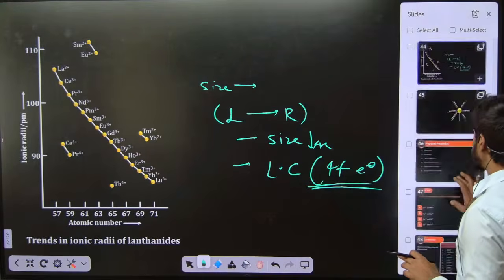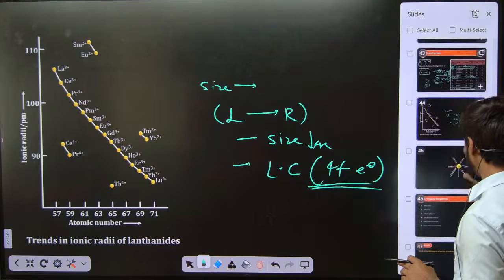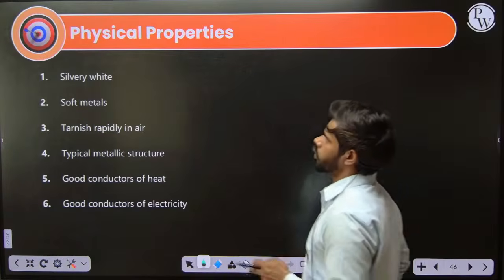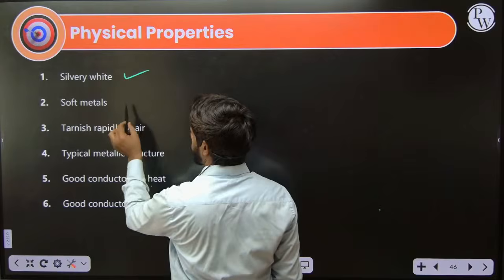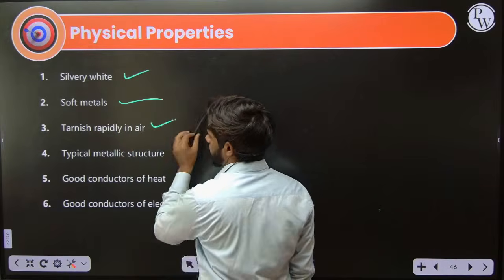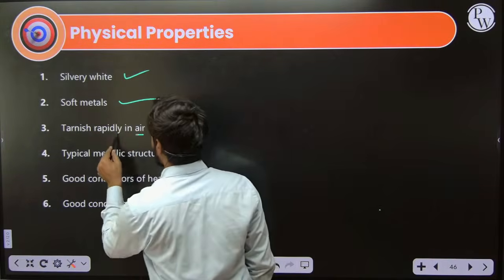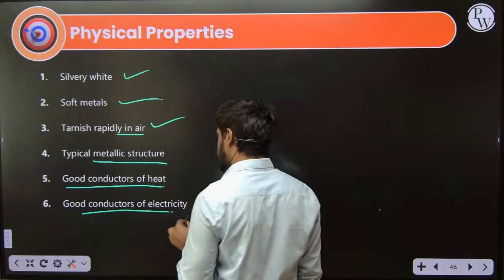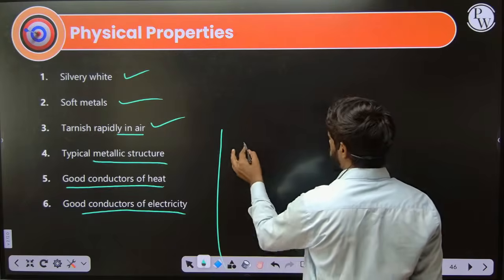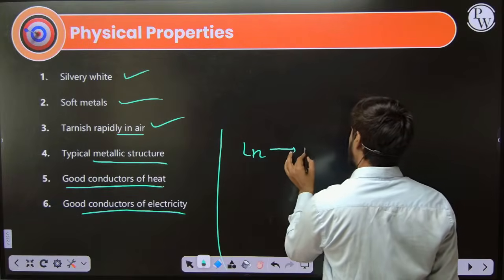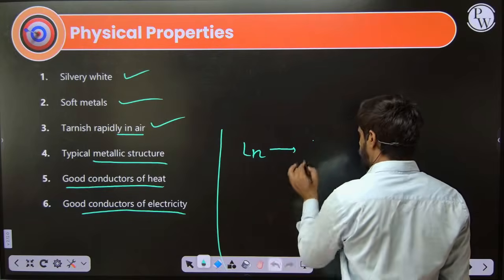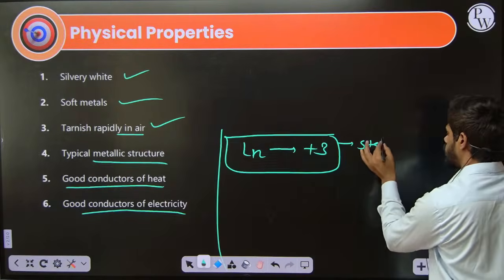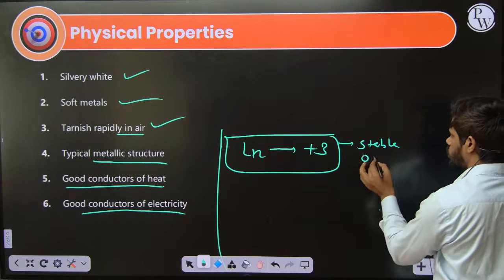Okay, next some properties. Physical properties: they are silvery white, soft metals, and tarnish rapidly in air. Typically they have a metallic structure, and are good conductors of heat and electricity. Oxidation states of lanthanides: mainly they exist in the +3 state, which is the stable oxidation state of lanthanides.